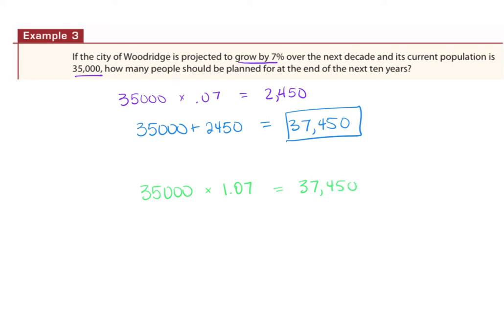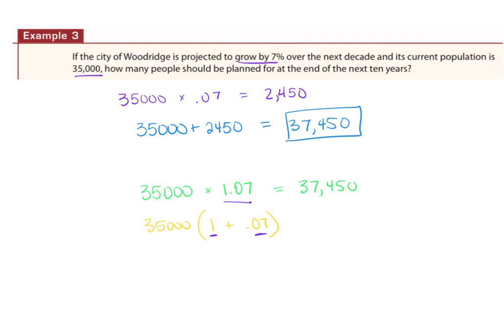Think about distribution. 35,000 times the 1 plus the 0.07. I'm multiplying it by the original amount, 35,000 times 1. That gives me the 35,000. And I'm adding to it the growth of 7%. Distribution tells me I can go ahead and add those two and multiply, which is what I did here. So when they want the new amount, you can actually take your percentage growth and multiply it by 1 plus that. And that gives you the growth of it.